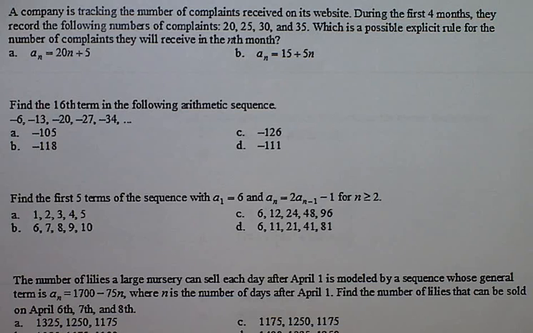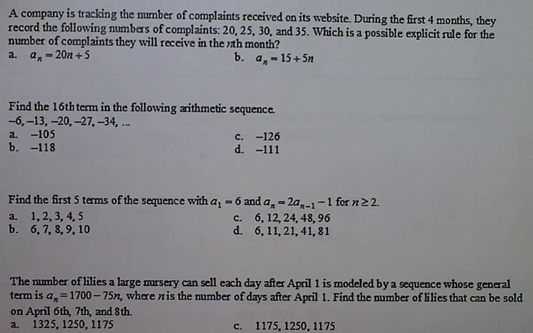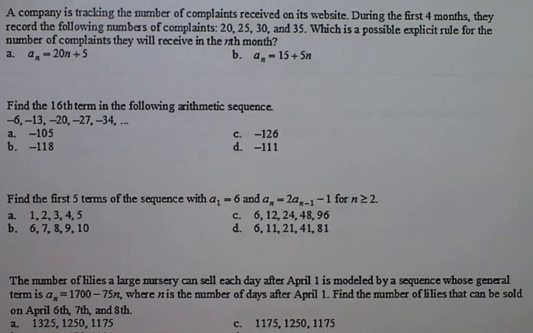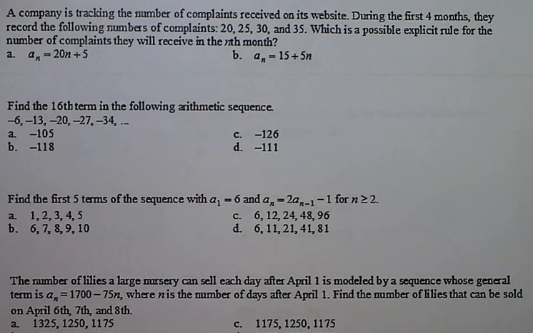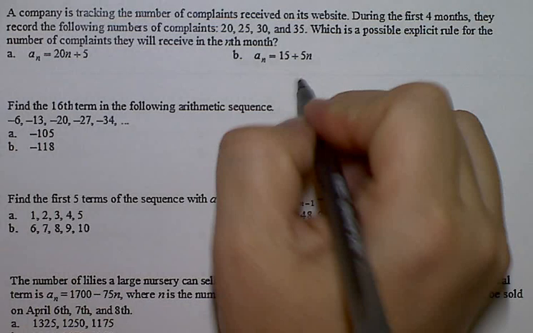This is standard F-BF.A.2. A company is tracking the number of complaints they received on its website. During the first 4 months, they recorded the following numbers of complaints. Which is a possible explicit rule for the number of complaints they received? So remember, explicit looks like this.